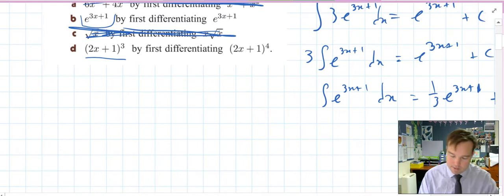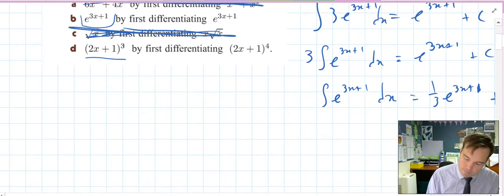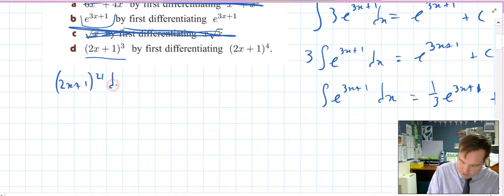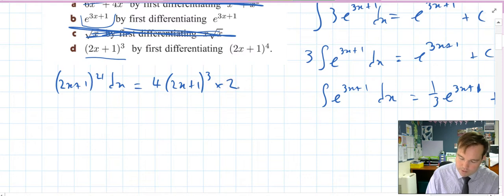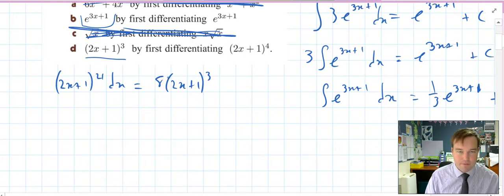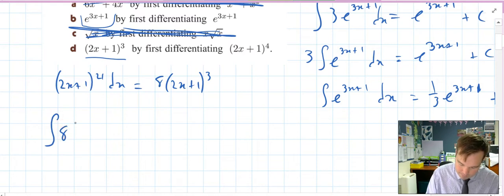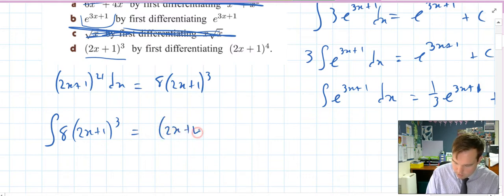Alright, different example. Take d here. We want to integrate this by first differentiating that. So let's look at 2x plus 1 to the 4 and differentiate it. If we differentiate it, we get 4 bracket 2x plus 1 to the 3 times 2, because that's the derivative of the inner coming out, so you could think of it as 8. Fair enough. Now let's reverse this relationship, and we can say, if I integrate 8 lots of 2x plus 1 to the 3, what I will get is 2x plus 1 to the 4 plus c.